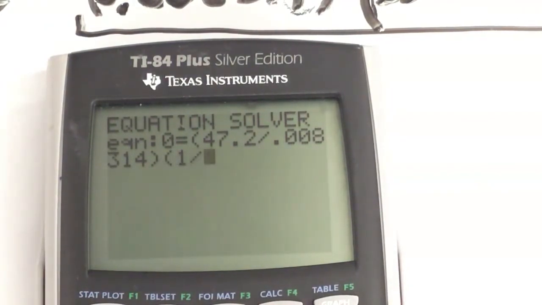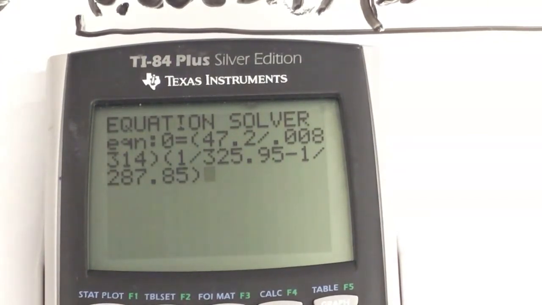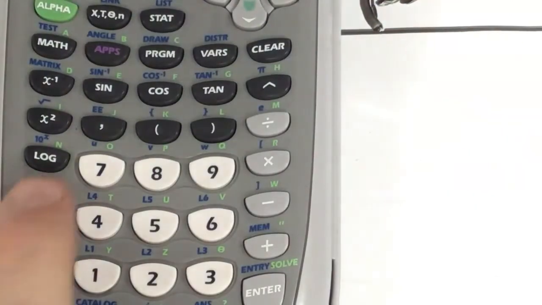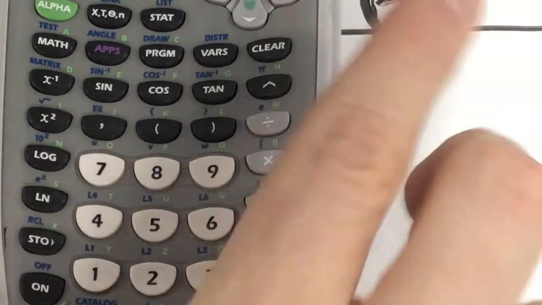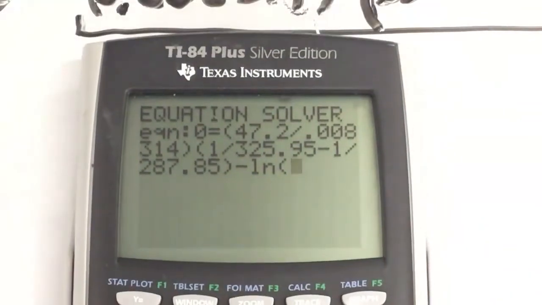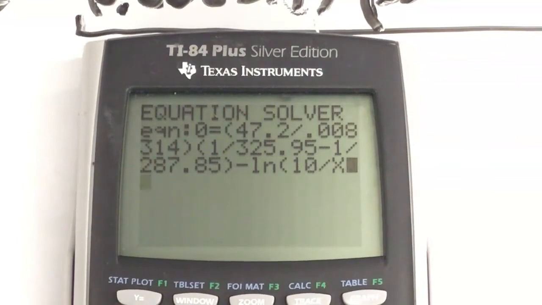So 1 over 325.95 minus 1 over 287.85. And now I'm going to minus over the natural log part. So minus natural log, which is located right here next to the 4. And it was 10 divided by x.